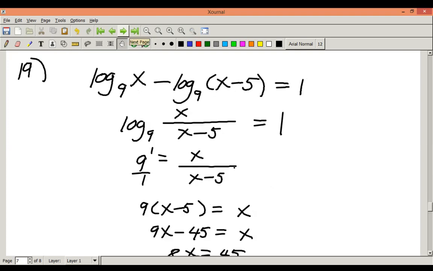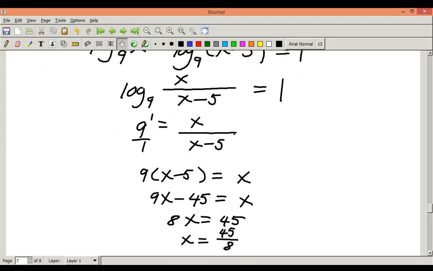Okay, two more to go, number 19. So this time we've got the difference of logs. Again, we have to condense that into a single log to solve this equation. So the logs are subtracted. We're going to use the log of a quotient property backwards to rewrite or condense that left side into log base 9 of x divided by x minus 5. Okay, so now let's write that in exponential form.